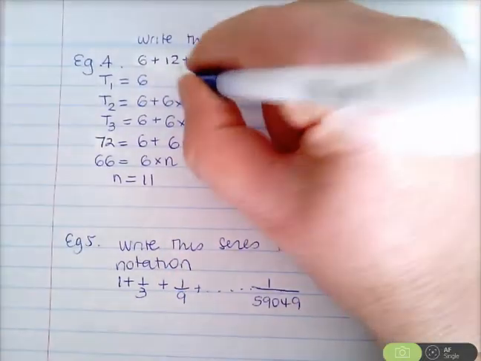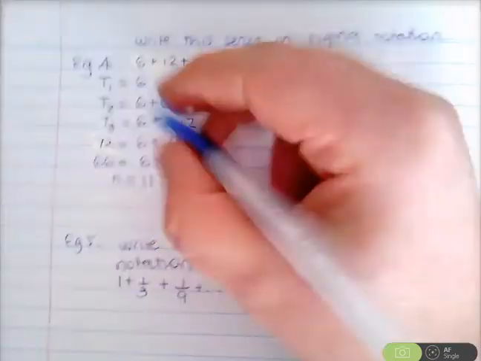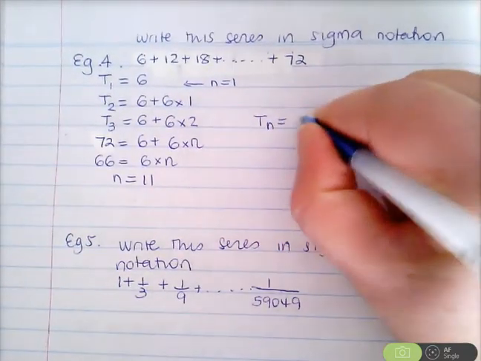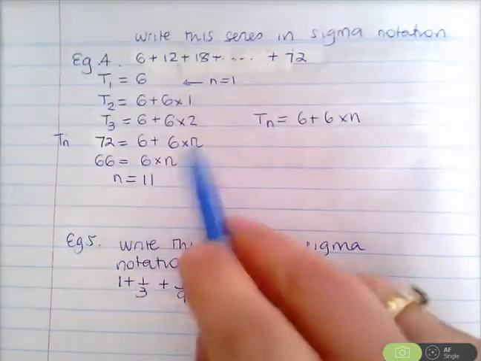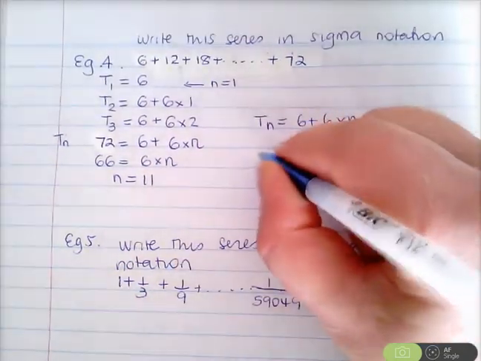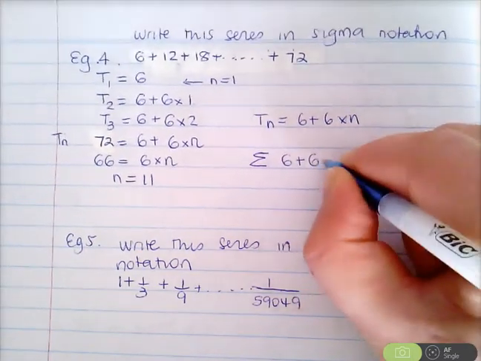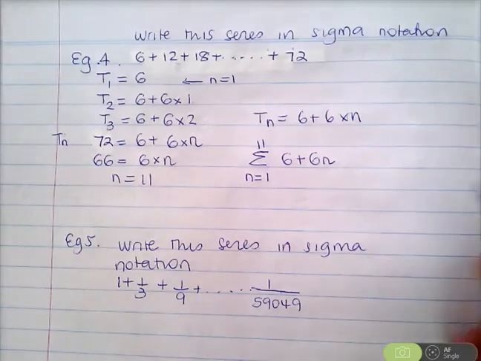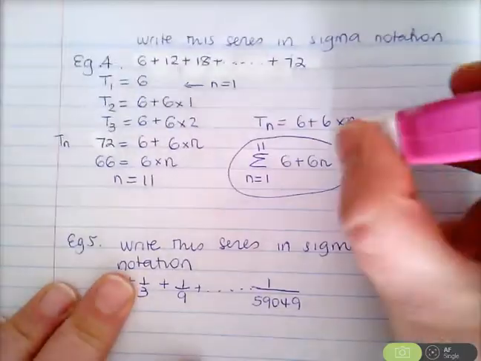So here, for this term here, I've got n is 1, and down here, if this is what the general term is, the general term we think is 6 plus 6 times n. So the general term is that, and this particular general term would have n equaling 11. So therefore, writing this series in sigma notation, it's the sum of the series 6 plus 6n, starting with the term n equals 1 up to the term n is 11. So that's the answer. That's writing that series in sigma notation.